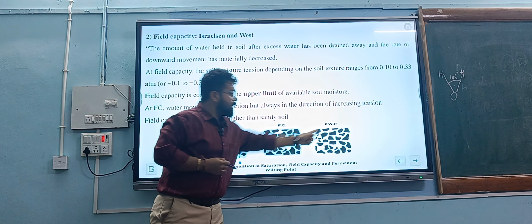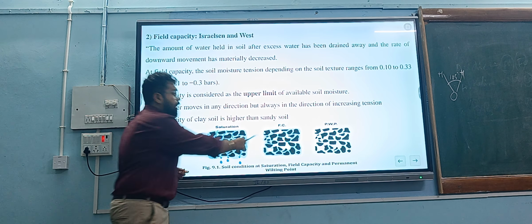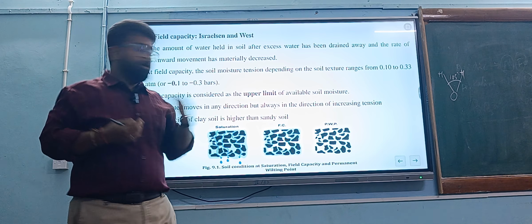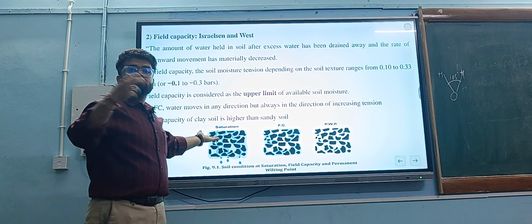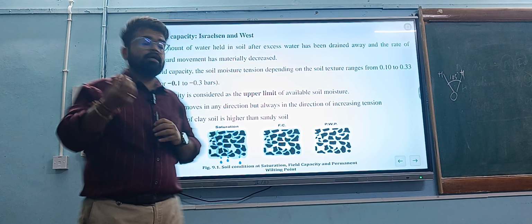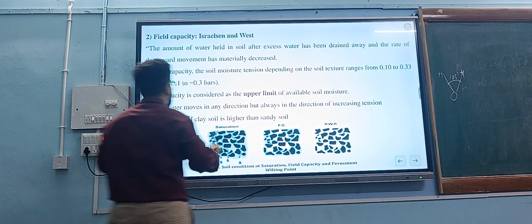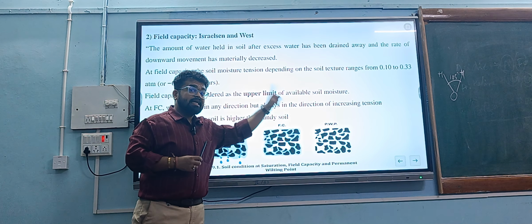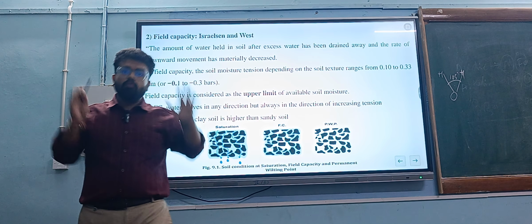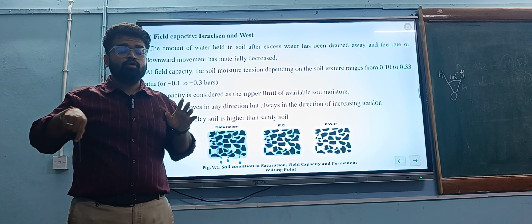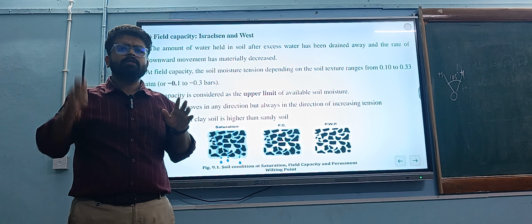And which is the lower limit? It is the permanent wilting point. Field capacity is the upper limit where water is available for the plant to uptake. Even under the saturation condition, the plant cannot uptake the water. But at field capacity the plant can uptake the water. That condition we call the upper limit. Water moves in any direction but always in the direction of increasing tension. Water always moves in the direction of increasing tension, decreasing potential. Remember this term from the competitive exam point of view.